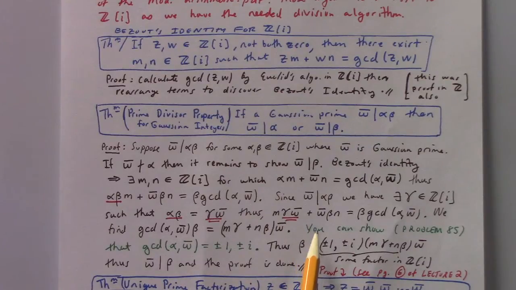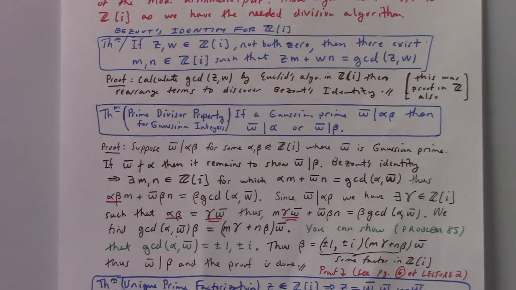But then, aha, behold, your problem 85, the mysterious problem 85 that was missing until just this very moment. You can show in problem 85 that the greatest common divisor of alpha and omega bar is either plus or minus 1 or plus or minus i. It's got to be one of the units. So what are we assuming here for problem 85? We're assuming that omega bar is a Gaussian prime.